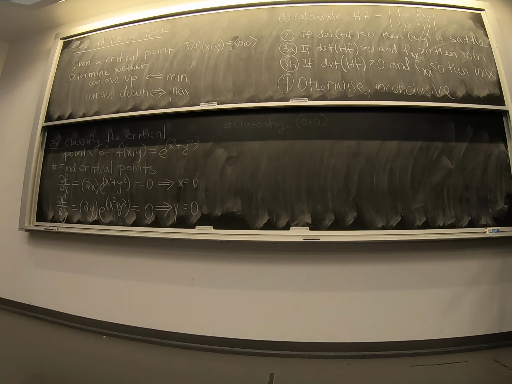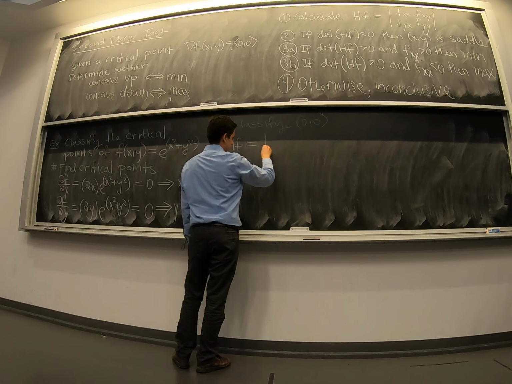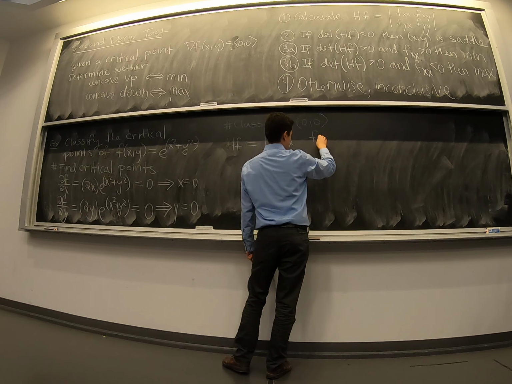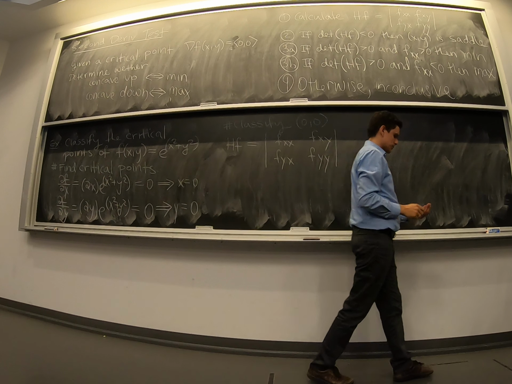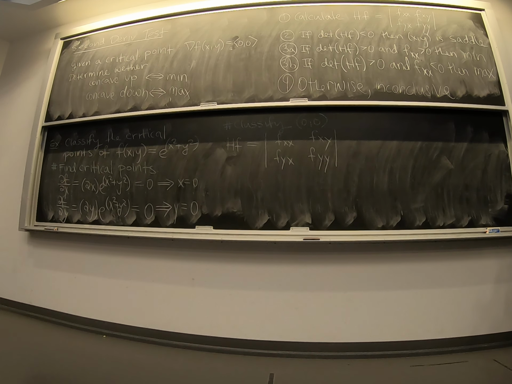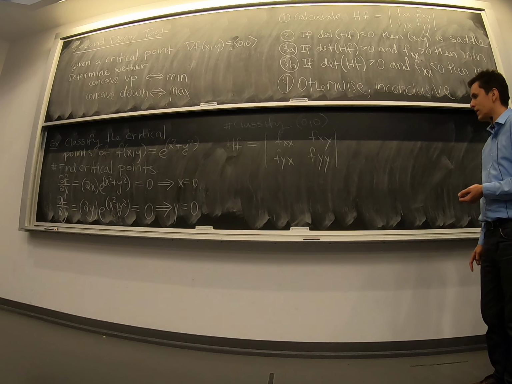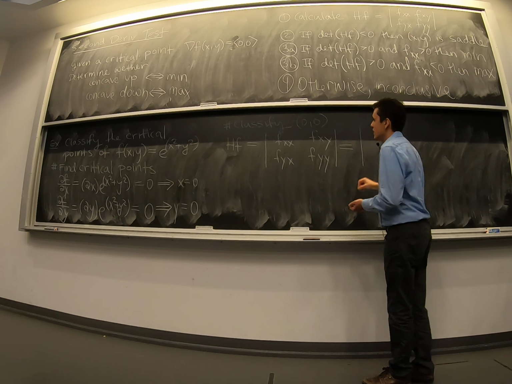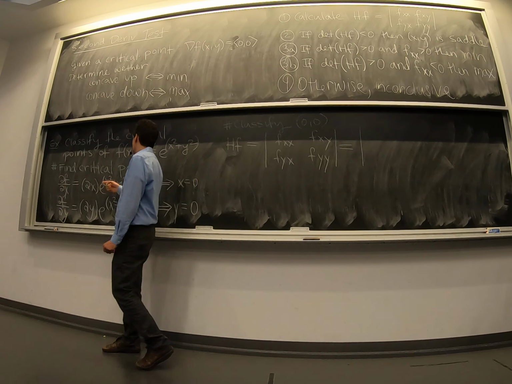Right, I guess I should say what we mean by classify. We mean classify as min, max, saddle, that kind of thing. Say what shape it is. Okay, so we want to classify this guy, so we need a Hessian. To get the Hessian, we can take our answer for the derivative in x and take its derivative again.